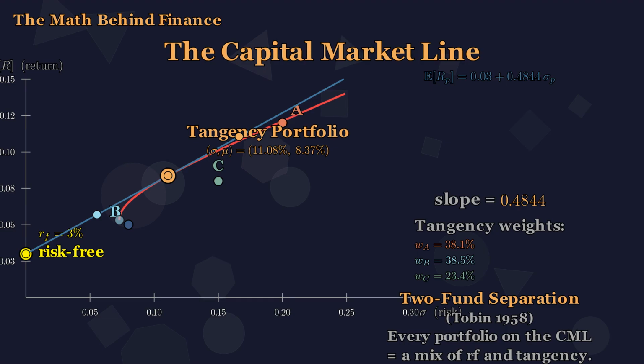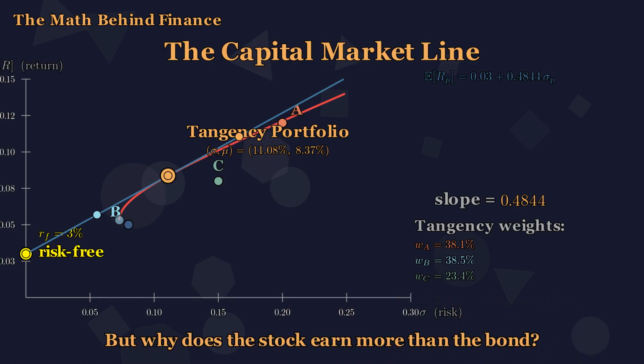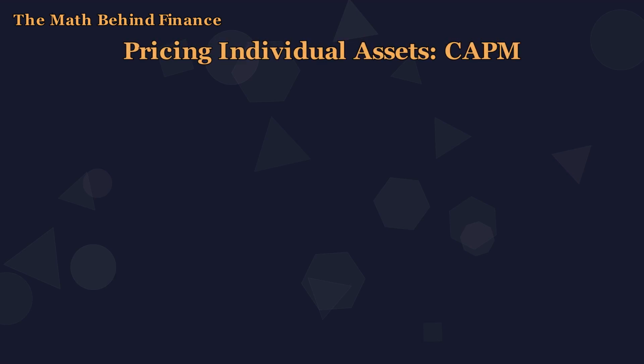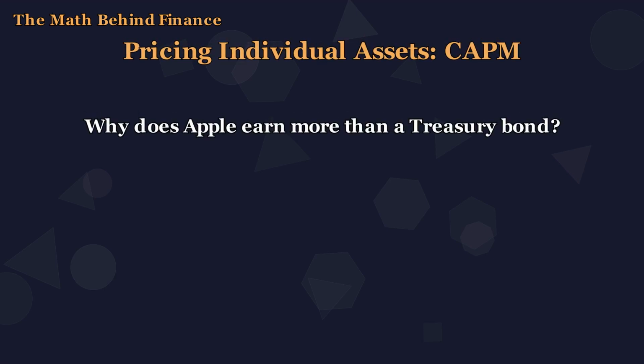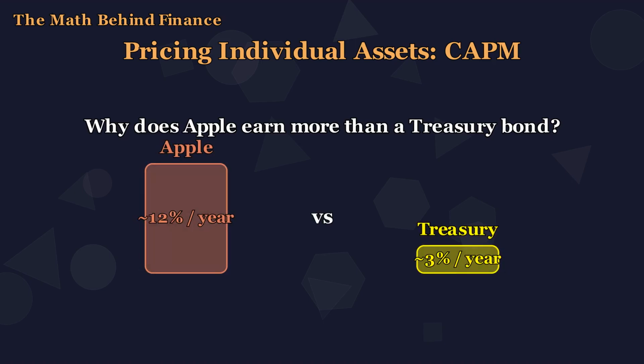The capital market line answers how to build the best portfolio. But it doesn't tell us why the stock earns more than the bond in the first place. For that, we need one more idea. Here's the oldest question in finance. Why does Apple stock earn more than a Treasury bond? Apple returns around 12% a year, on average. A Treasury bond pays about 3%.